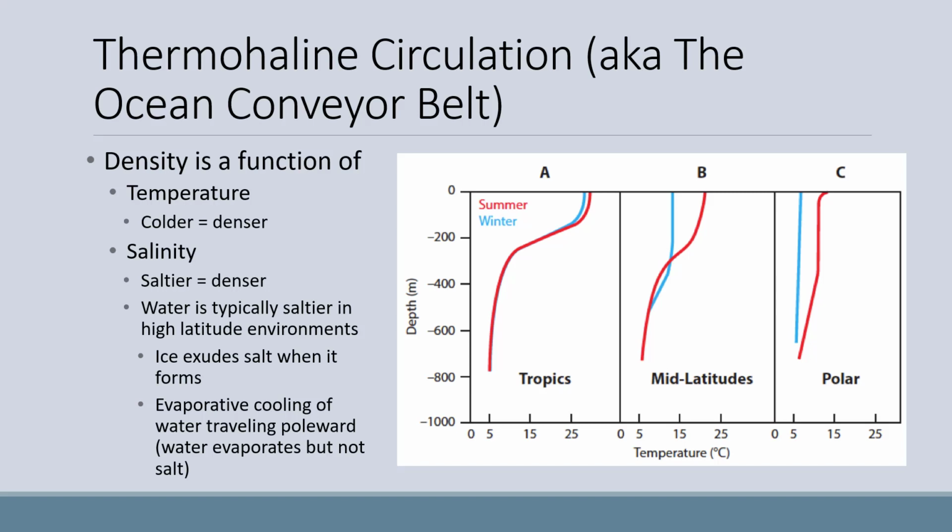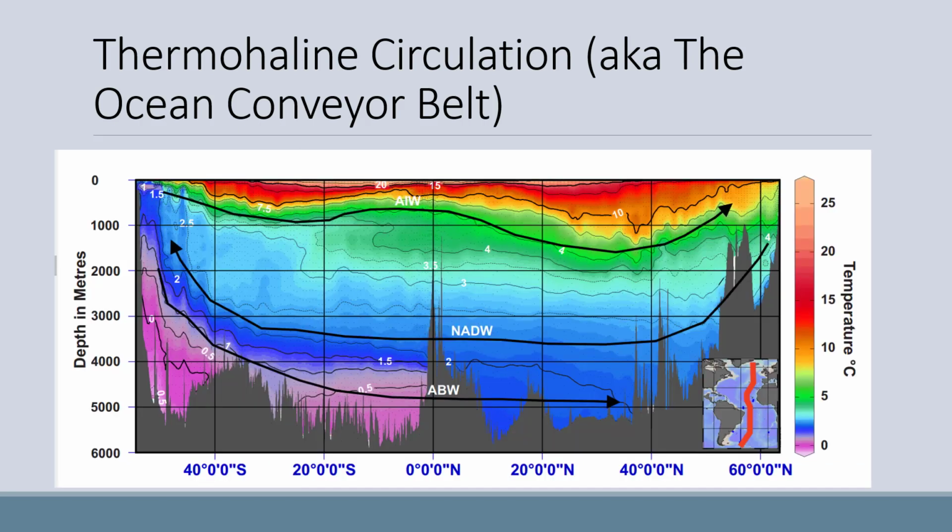The other factor is salinity. The saltier the water, the denser it is. Water is typically saltier in high-latitude environments because ice exudes salt when it forms, and because there is evaporative cooling of water traveling poleward. Water evaporates, but salt doesn't. When water becomes cold and salty, it gets denser and it will want to sink. So water that is cooled and the salt content is increased forms deep water. This image shows a profile of the entire Atlantic Ocean, both the northern and the southern basins.